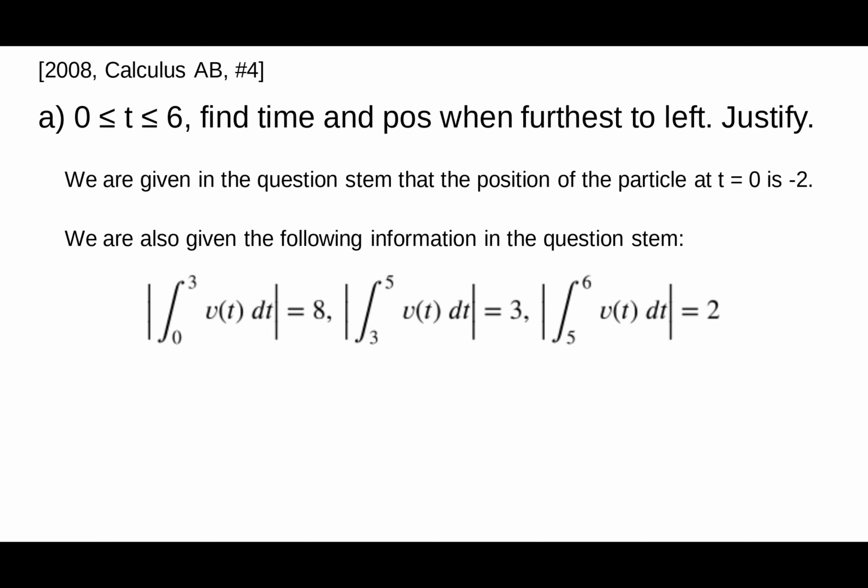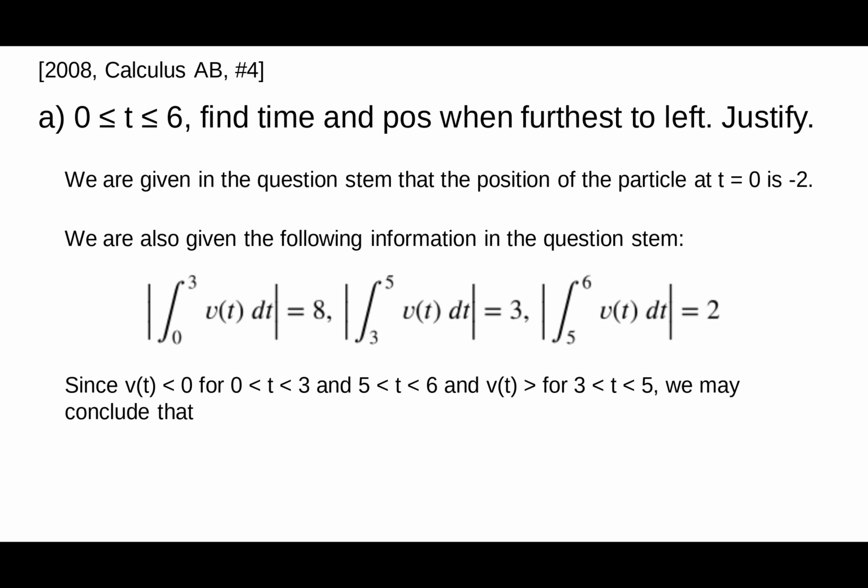We are given that the area of the region between the velocity graph and the x-axis from 3 to 5 is 3, and from 5 to 6 is 2. Now, the way that this information is presented, it gives us that the areas of the regions are 8, 3, and 2, but that doesn't mean that the values of those integrals are 8, 3, and 2 as well. For example, if one of these regions is under the x-axis, then that integral would be negative, not positive. But the area of the region would still have a positive sign because it's an area.